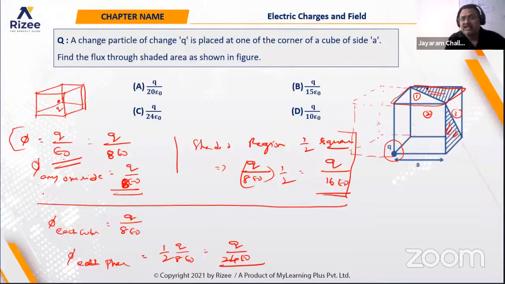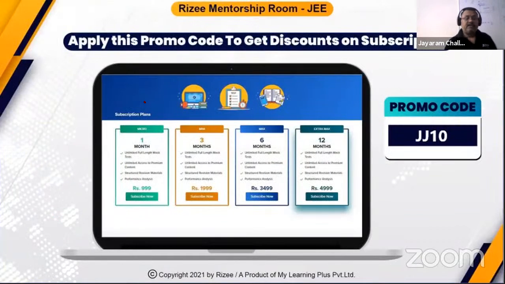The shaded region is half of one face, and this other shaded region is also half of a face. This half plus this half gives you the complete face. Then your answer should be q by 24 epsilon naught. So these types of questions will be asked in this particular topic, please.